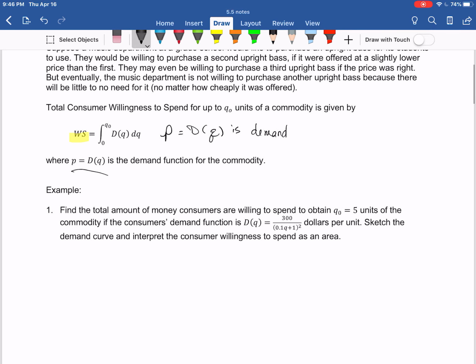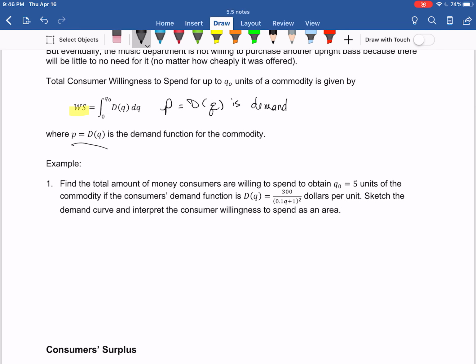So here's an example for consumer willingness to spend. This is going to help you out when you start to do the homework for 5.5. Find the total amount of money consumers are willing to spend to obtain 5 units of the commodity if the consumer's demand function is given in terms of dollars per unit. Sketch the demand curve and interpret the consumer willingness to spend as an area, which involves an integral.